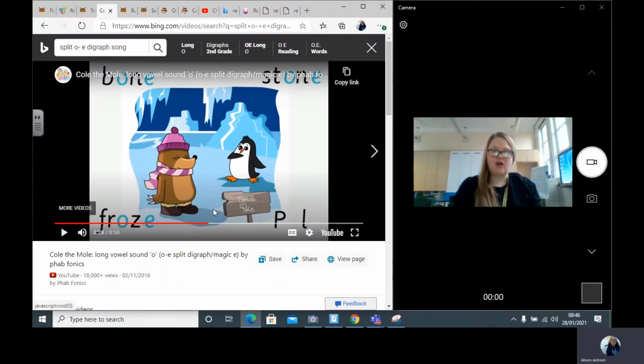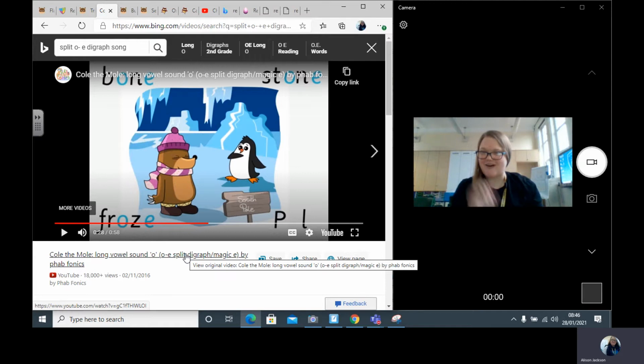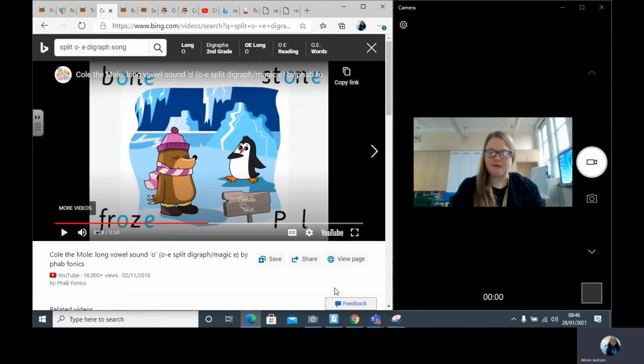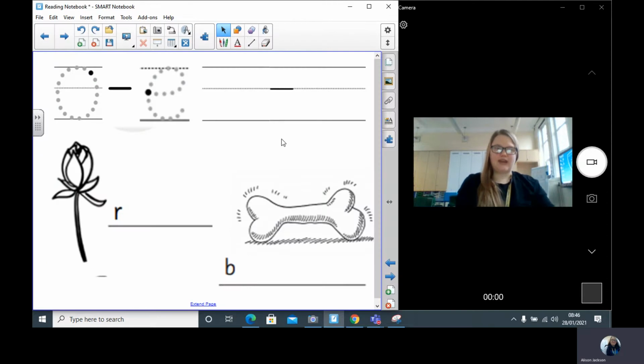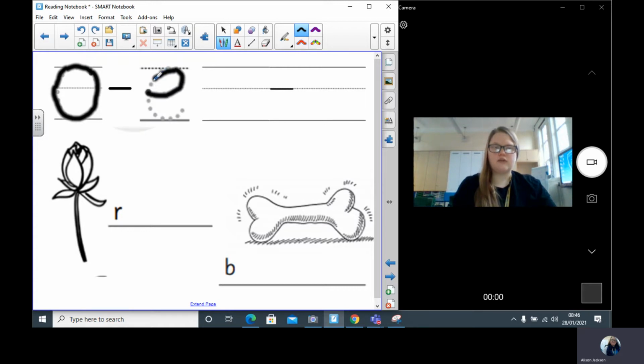Okay, so we're doing the O-E, and as you can see, that song has lots of O-E split digraph sounds. Now I've introduced the sound, let's have a look at how to write it. We've got the O here. We go around, down to the line, back up again. And then for E, we go across, up, and back around, down to the line, and we've finished. These are both short letters. They're not tall. They don't reach underground. They just stay in the grass.